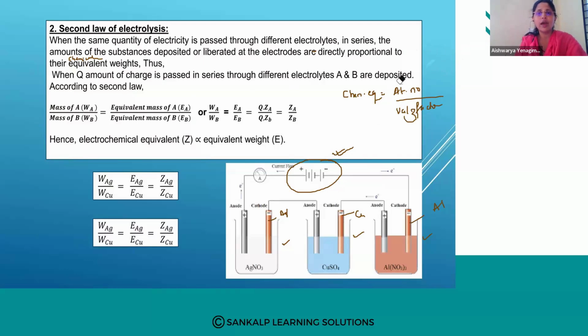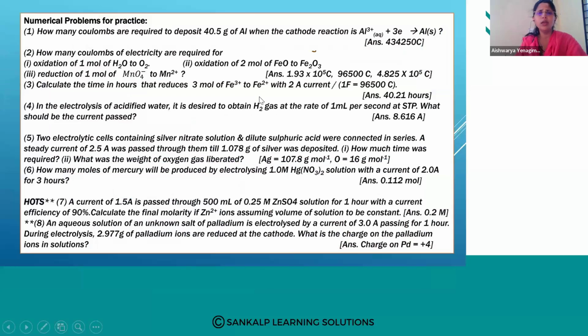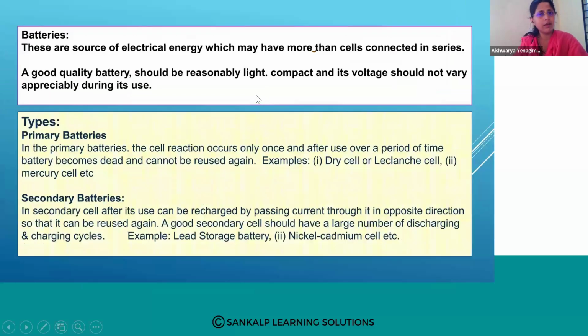This is my Faraday's second law of electrolysis. Hope both the laws are clear. Yes, I hope there is no doubt here. Fine. Then we have numericals for practice. We'll see them one by one later.